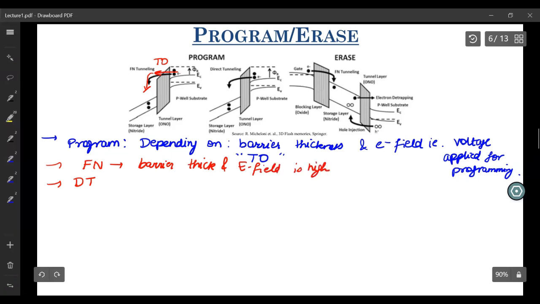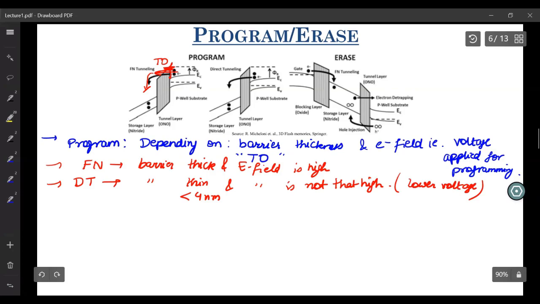And it takes place across this triangular barrier here, only in this region. So only the electrons which have energy close to this triangular potential barrier tunnel from your PVL substrate towards the conduction band of your tunnel oxide. However, for direct tunneling, the requirement is that your barrier should be thin, typically less than 4 nanometers, and even if the electric field is not that high, direct tunneling takes place. So it may take place at a lower voltage.